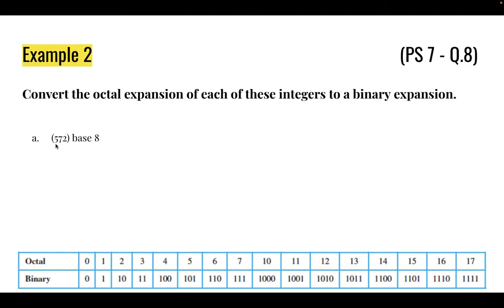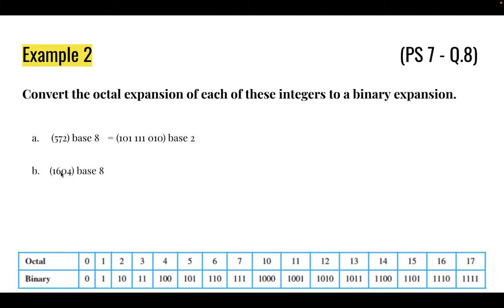So we look up 5 in the octal row. We have 5 and the binary representation for 5 is 101. For 7 we have 111, and for 2 we have 10. Since 2 is just 2 digits, and remember that an octal digit should have a 3 binary digit representation, we just add a 0 before 10 to make it 3 digits. So the final answer is 101, which is 5, 111, which is 7, and 010, which is 2. So this is our binary expansion of this number in base 8.